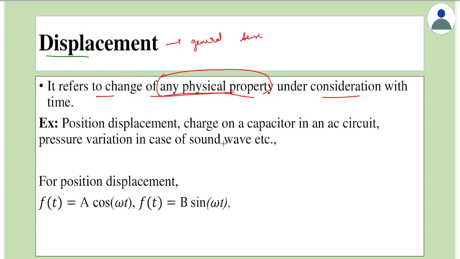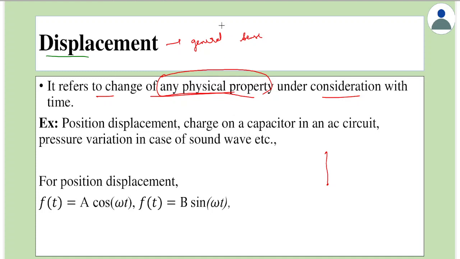Now there are many examples of displacement which we consider in this chapter. One example is called position displacement. For example, if you think of motion in a straight line, say tossing a coin upwards, this coin will go up, stop, and then return back. So here displacement would mean the position, and that is called position displacement.